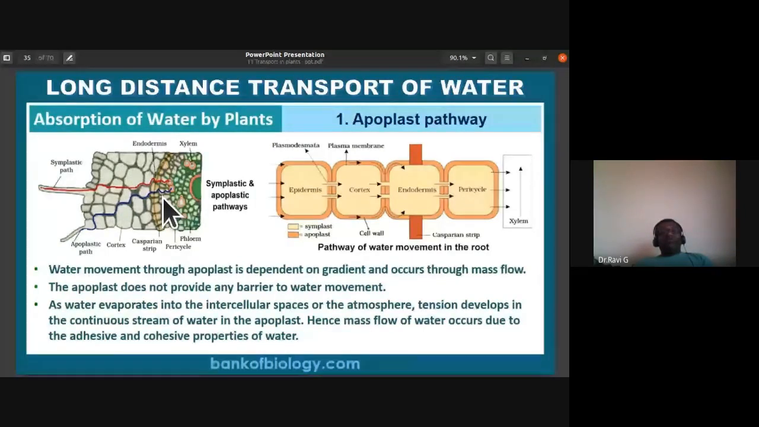Hence mass flow of water occurs due to the adhesive and cohesive property of water. You should understand that the mass flow and the continuous flow of water is because of cohesive force, that is the force of attraction between similar molecules, water and water, and the force of attraction between dissimilar molecules, we call it adhesive force. The flow of water in a continuous stream is possible because of the adhesive and cohesive property of water. That is how en masse they are flowing in this apoplast pathway.